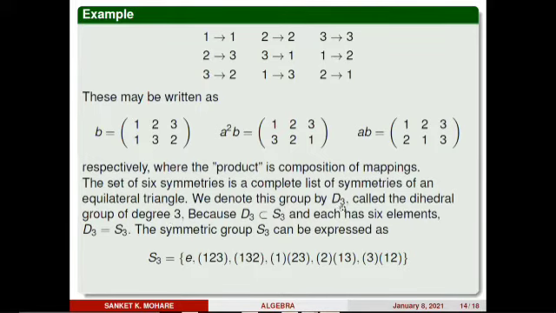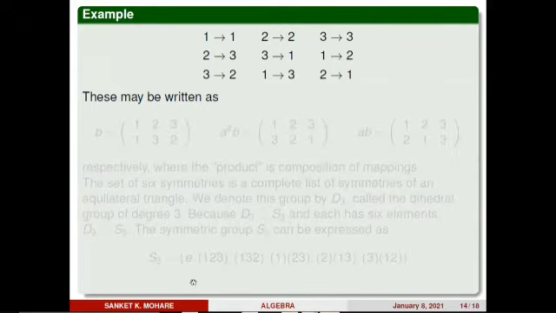Why are we denoting this by D3? Because this is defined on 3 symbols. D3 is a subset of S3, and each group contains 6 elements. Therefore, D3 is equal to S3, and the symmetry group S3 can be expressed as E, (123), (132), (123), (213), (312).